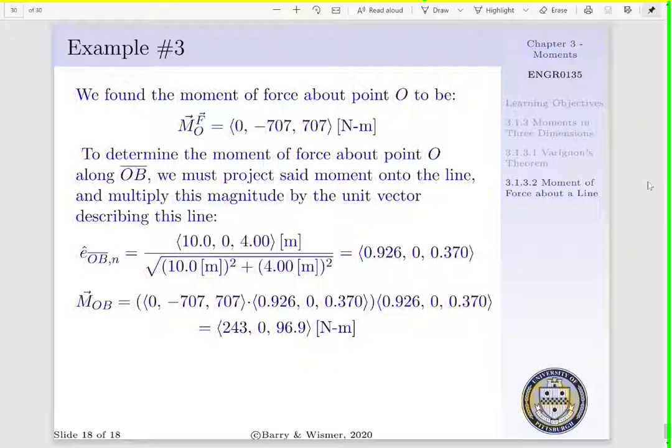And now we can multiply this through our unit vector describing line OB. So we'd have 262 times 0.926, 262 times 0, and 262 times 0.370. Thus, our moment about line OB is going to be expressed as 243, 0, and 96.9 newton meters.